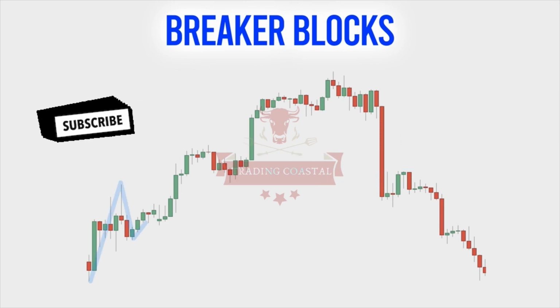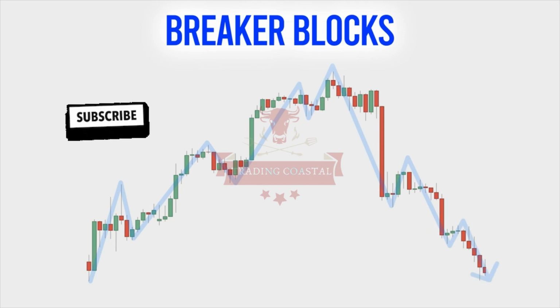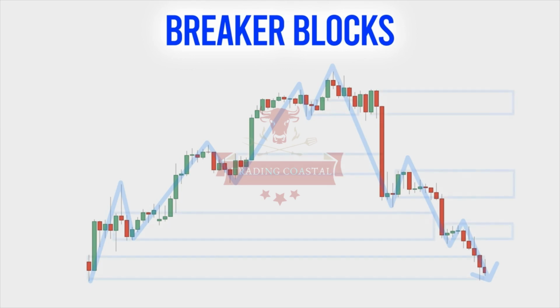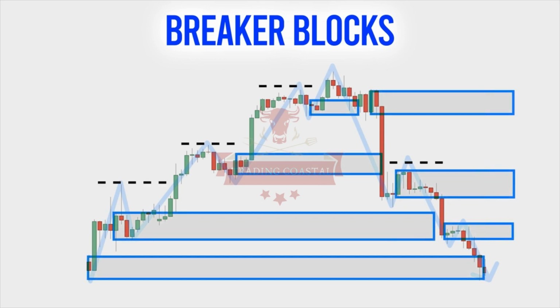Now, let's move on to the key factors. Firstly, market structure. It's essential to identify the current market structure before searching for breaker blocks. This involves defining the market direction, supply and demand areas, higher time frame key levels, liquidity areas, and the available space ahead of the price.